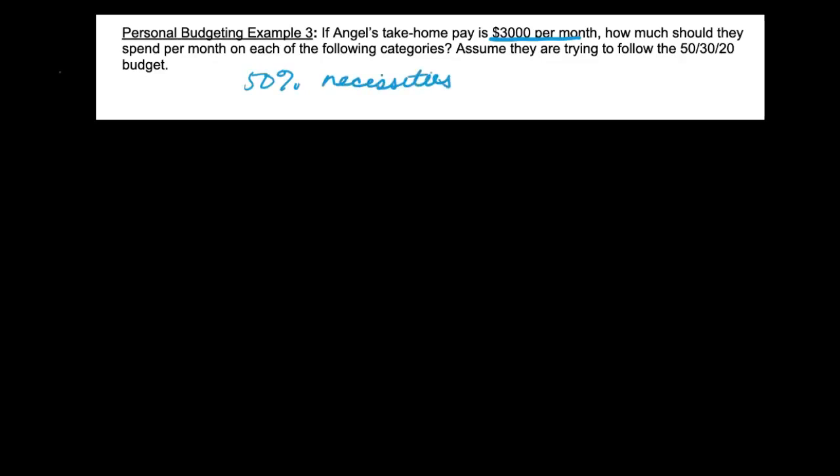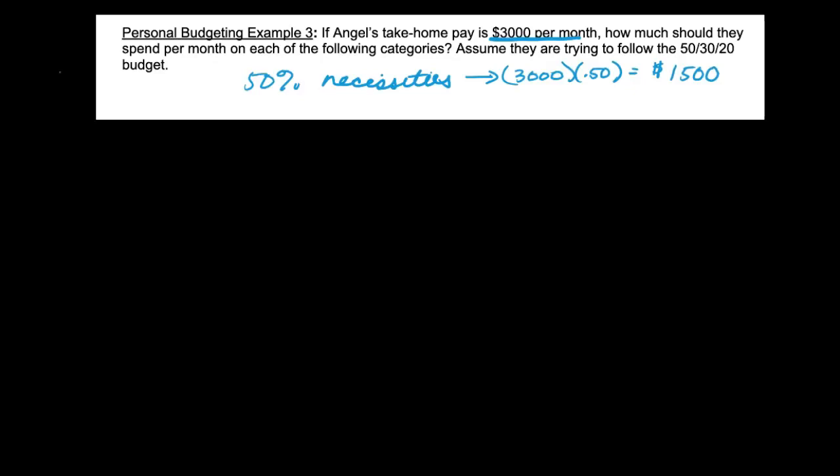and 50% as a decimal, if we want to find 50% of a number, is 0.50. So all we have to do to calculate necessities would be to take $3,000 and multiply by 0.50, and that would give us the amount of money that Angel would spend on necessities. So when you multiply those, you end up getting $1,500. So $1,500 would be spent on necessities.